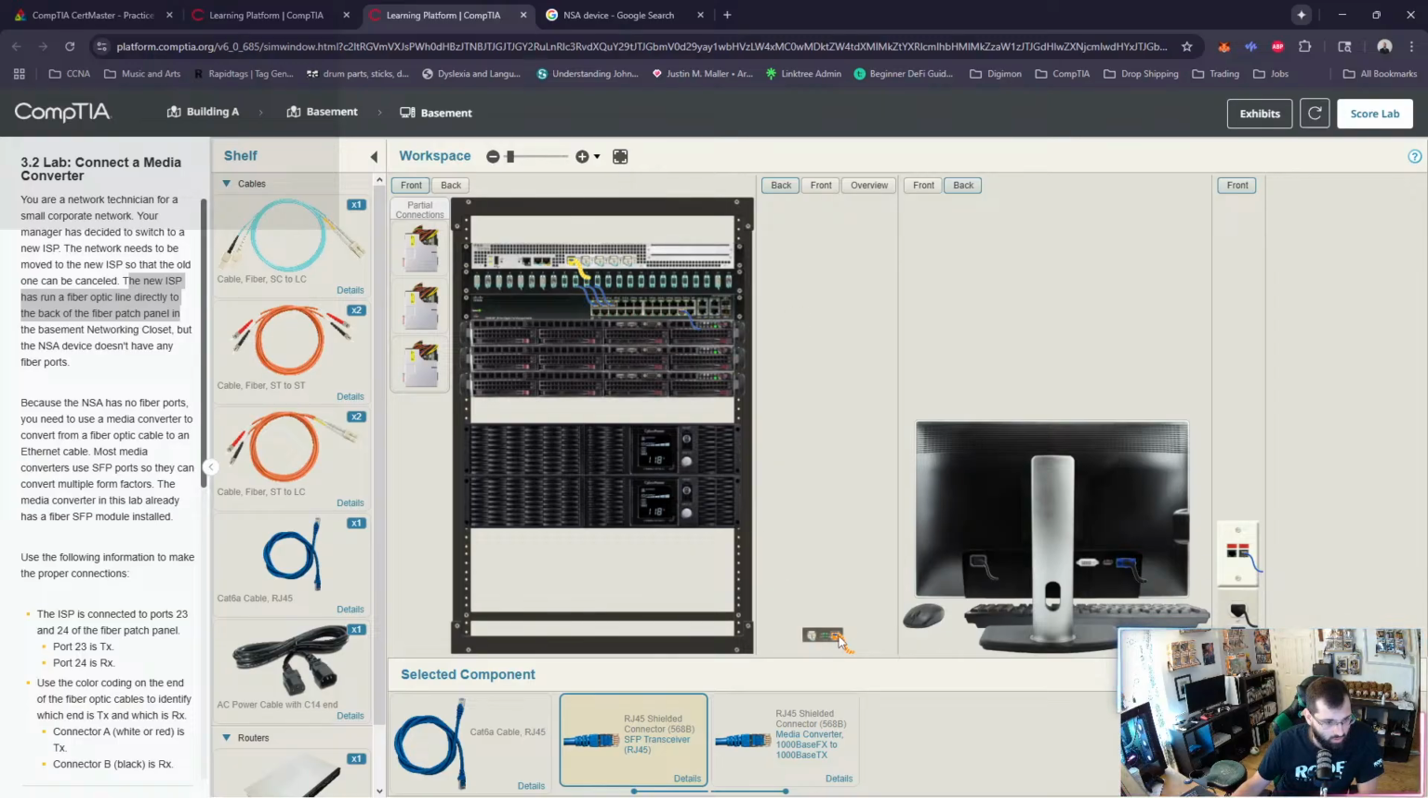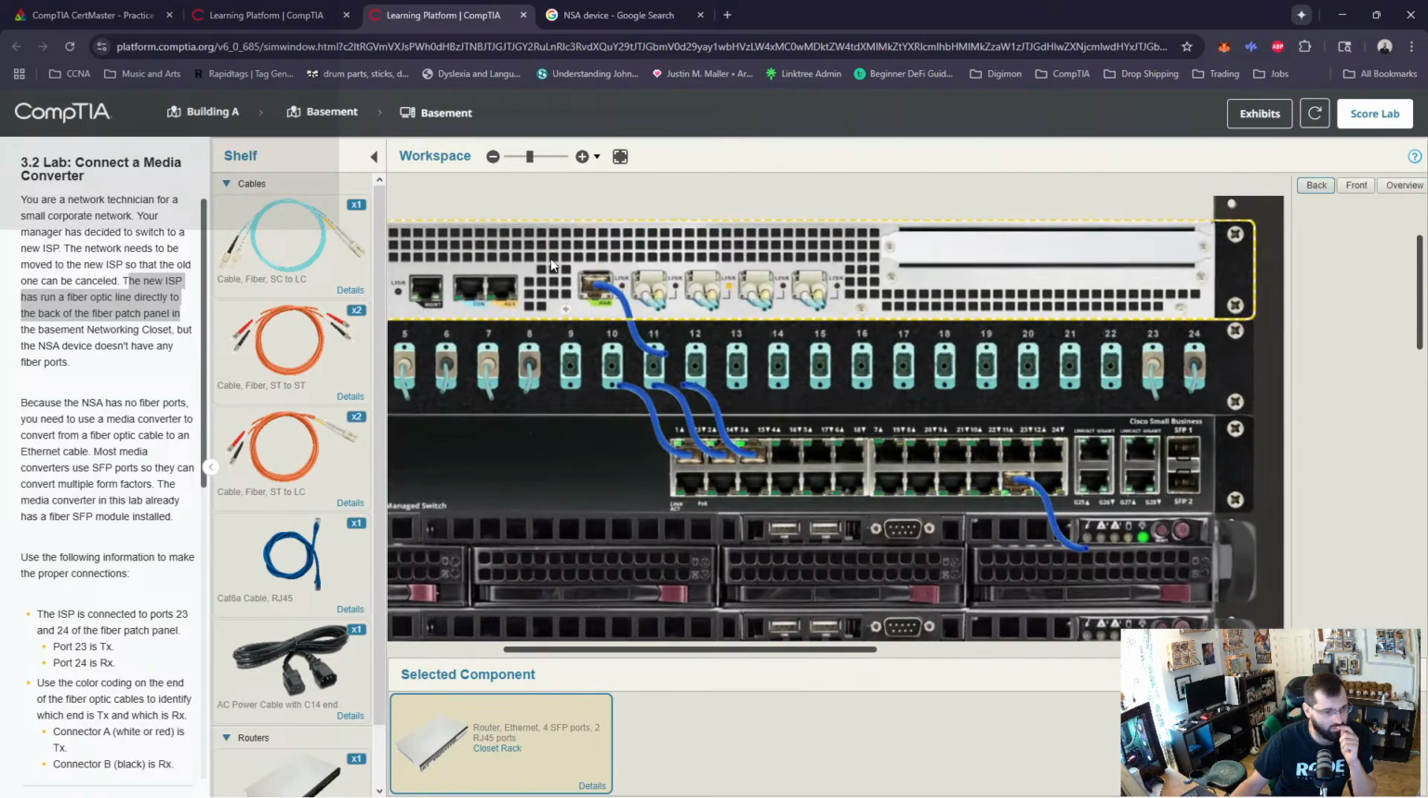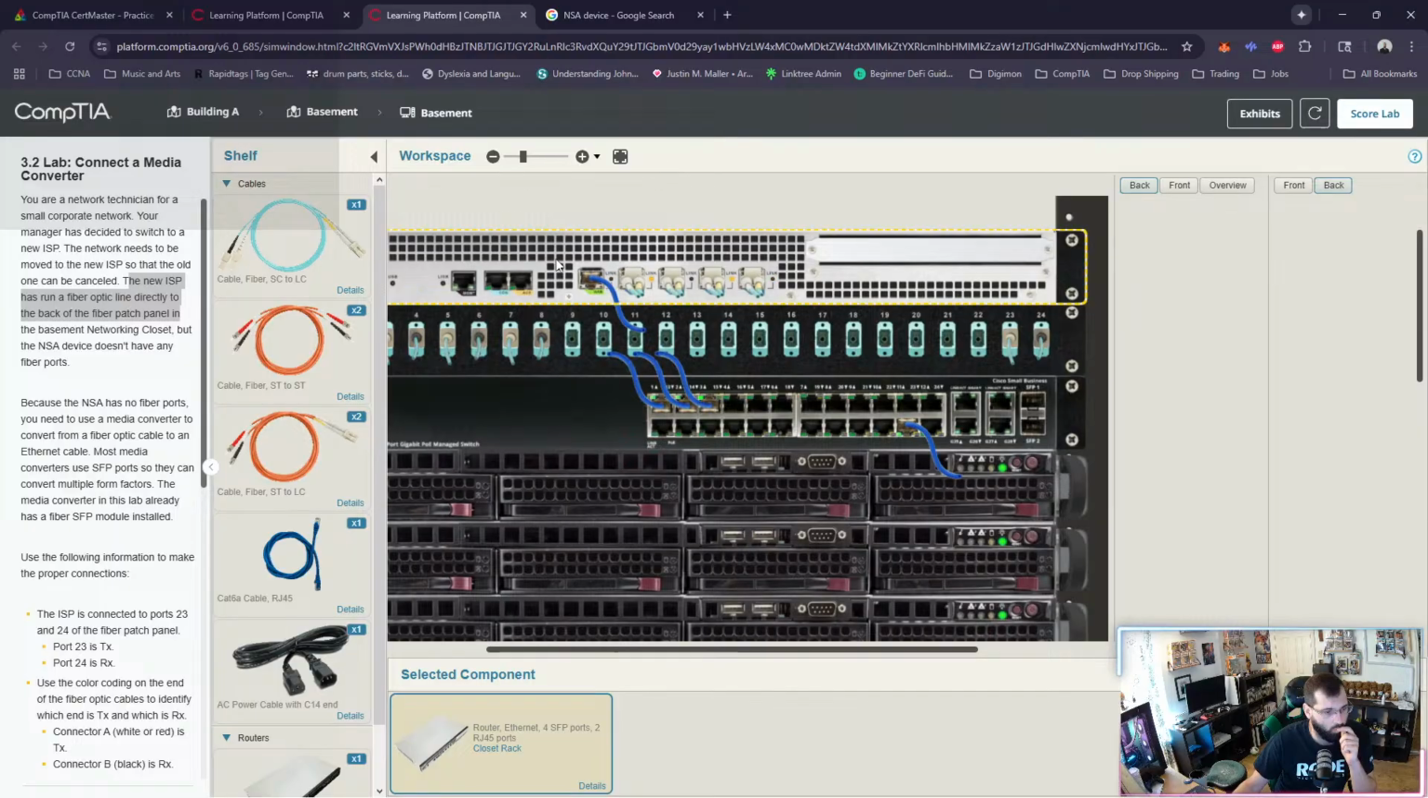So like, what's going on with these channels? Why are they plugged into here? What's going on with channel 23 and 24? Why did I have to convert that to make it go into the router? I don't necessarily understand. Like, I did it correctly. I just don't necessarily understand why I did.